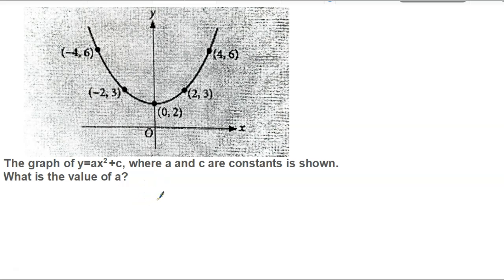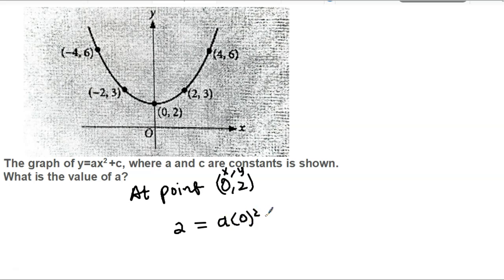So here, let's go ahead. We are using the point (0, 2), plugging it into the equation. This is x and this is y. So we get 2 equals a times 0 squared plus c. Here 0 squared is 0, and 0 times any number is 0, and we get c. So c equals 2. Let's put it back into the equation. Now we have y equals ax squared plus 2. Okay, so that's our new equation.